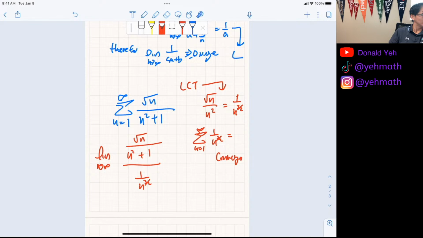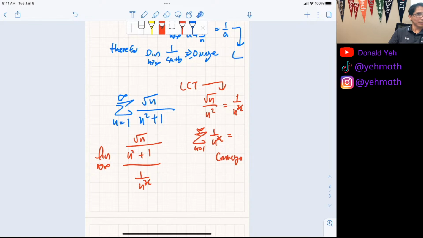But what if that was n squared minus 1? You couldn't do DCT. But then you've got to come up with two series instead of one. If one series doesn't work, you've got to come up with a second series. This one you just have to come up with one known series, and take the limit as n approaches infinity. That's why they say limit comparison test.